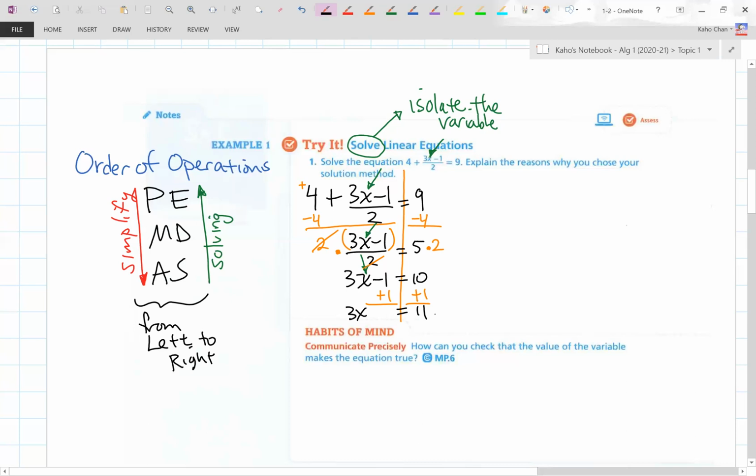Interestingly enough, I'm almost there. When I divide by 3, the last step, that will get rid of the multiplication by 3 with the x. My answer comes out to be a fraction. Oh no! And there's my answer. x equals 11/3.